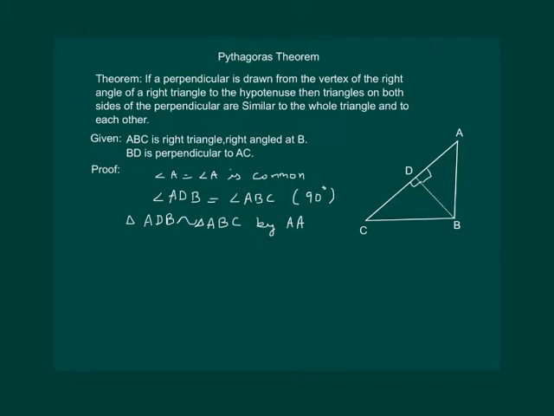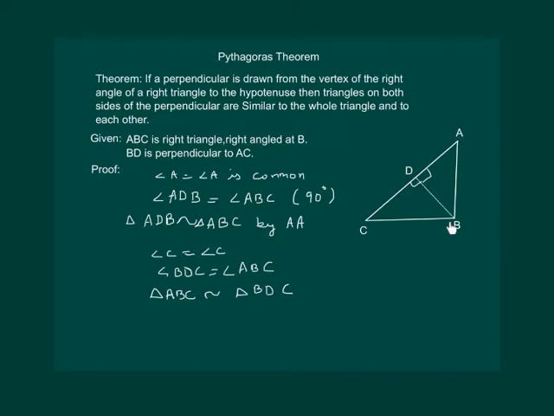Similarly, we can prove angle C equal to angle C, angle BDC equal to angle ABC. So this small triangle and the whole triangle are similar by AA criteria, and we can write that triangle ABC is similar to triangle BDC.